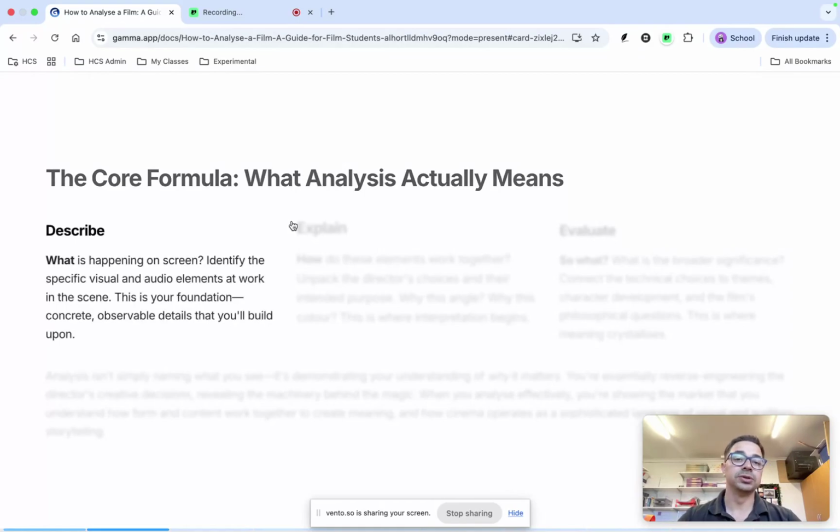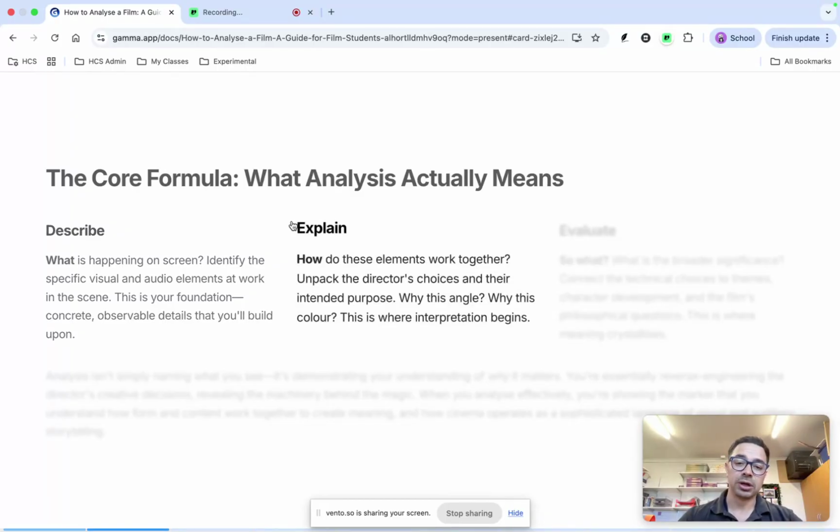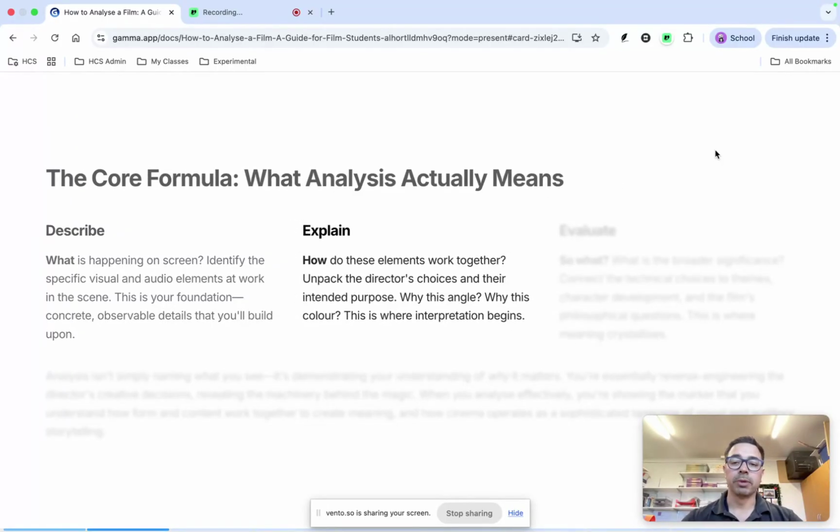The first part of it is describing. So it's what you're seeing on screen, okay? It's the foundation of your analysis. But the next level there is to explain. What do we mean by that? It means how do these elements work together? We unpacked the director's choices and their intended purpose. Why did they use this angle? Why this color? And this is where the interpretation begins.